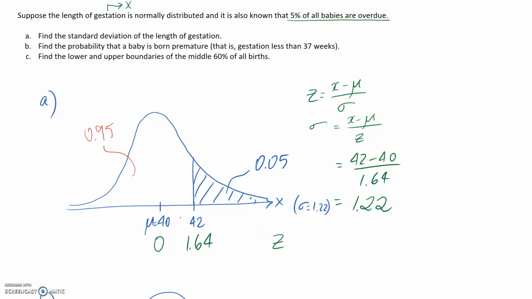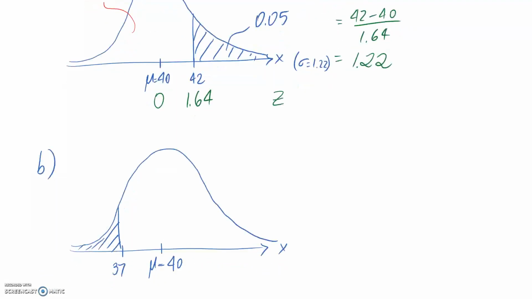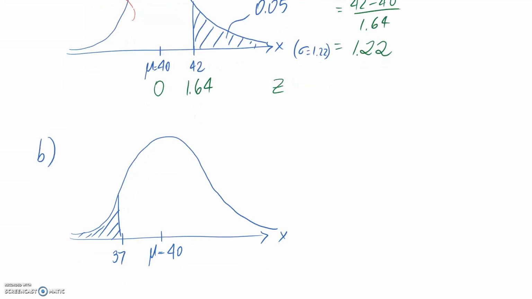So the next one is to find the probability that a baby is born premature, defined as less than 37 weeks. So again, if I scroll down, I have drawn in the diagram. So we're looking at what's happening at less than 37. And we need to work out the probability, which corresponds to the area under the curve in this region. So to do this, one way is to convert it into the Z stuff. So let's go ahead and do it.